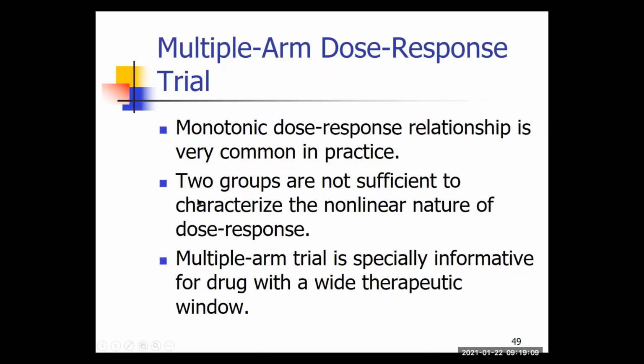And of course, two treatment groups are not sufficient to characterize the nonlinear nature of the dose response. Two groups, you're going to have MTD plus placebo. That's a POC. That's not a dose ranging. All right. So multiple arm trials, especially informative for drugs with wide therapeutic window. So you want to allocate more than 2 or 3 or 4 doses. Okay.